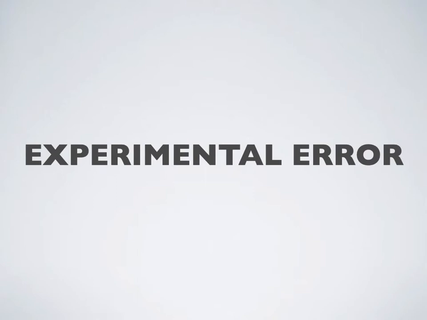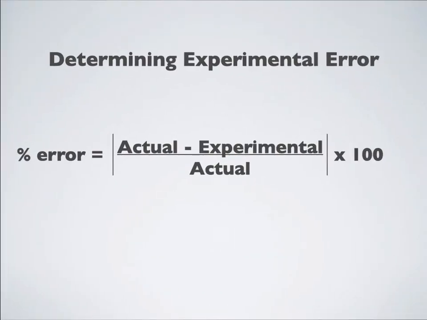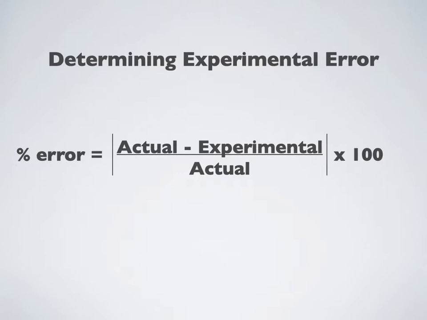So let's take a second to look at the calculation for experimental error. When we're looking at experimental error, often we want to find what is called the percent error. The percent error calculation is on this slide. It is your actual value, which is some previously determined value. It could be a literature value, or you could be comparing to a previous iteration of the experiment, minus the experimental value, which is your collected data.